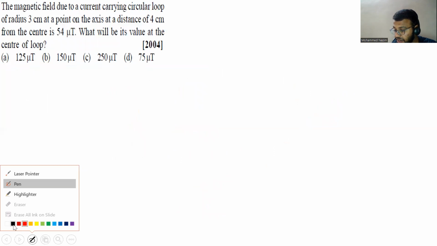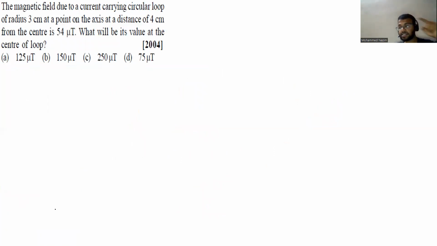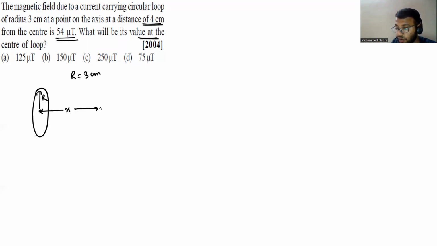Next question we have here. The magnetic field due to a current carrying circular loop of radius 3 centimeter at a point on the axis at a distance of 4 centimeter from the center is 54 micro Tesla. What is the value at the center of the loop? So he's telling that you have a circular loop and radius is given as 3 centimeter, and you are calculating the magnetic field on the axis at a distance of 4 centimeter. Distance from the center to the point on the axis, we denote it by x.